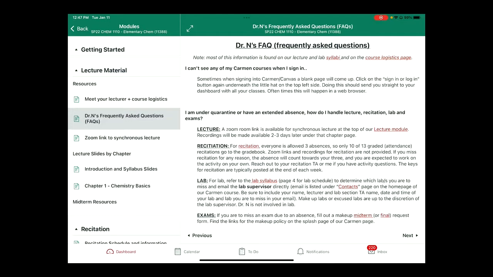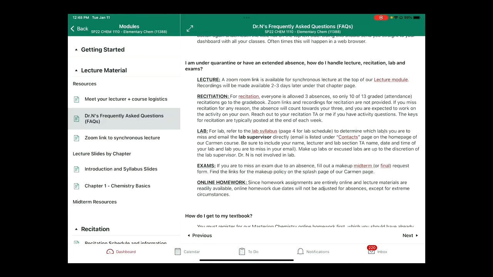The second reason is that when I navigate you to this page on our Carmen page, I can put links to all the details that you need to know. If I say refer to the recitation schedule, I can link to the recitation schedule. So if you have a question, feel free to email me, but probably 9 times out of 10, your question is on this page with the relevant link. This first one: I'm under quarantine, or I can't come to class, what do I do? Here's the list of all the resources that you have available to you.